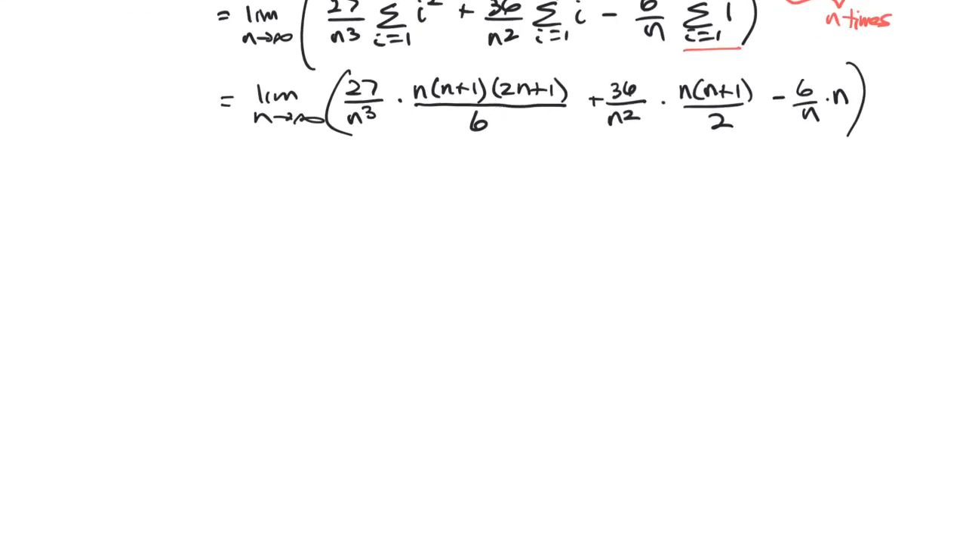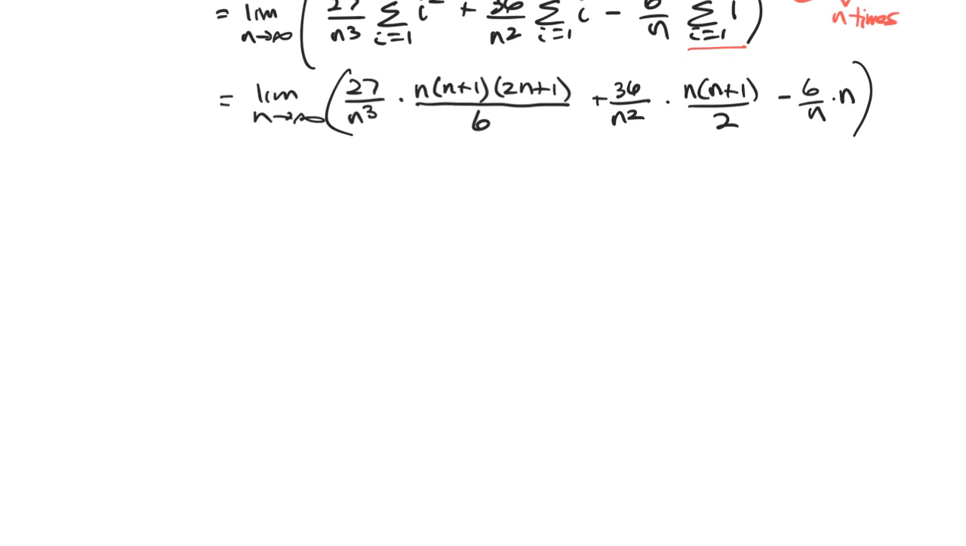Okay, now we can do a little bit of canceling here. So this n will take one of those out to make that n squared. This n will make that n, and this n will just make that 6. So that will give us the limit as n approaches infinity.